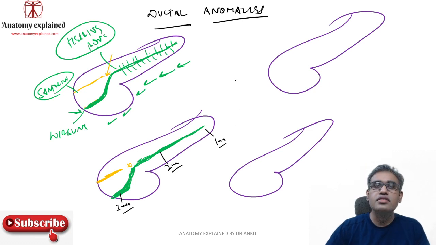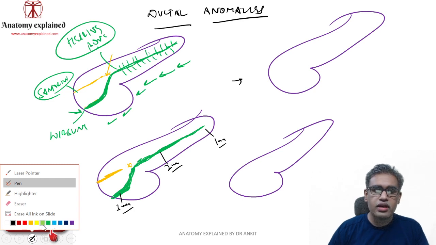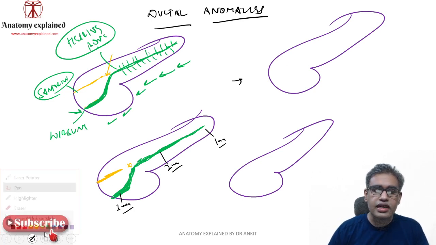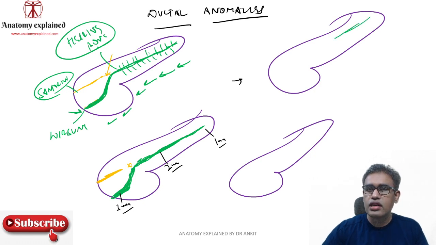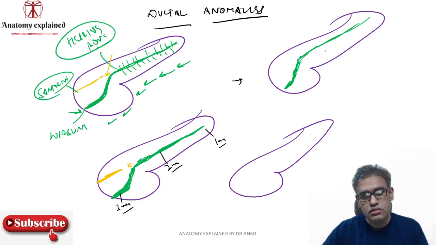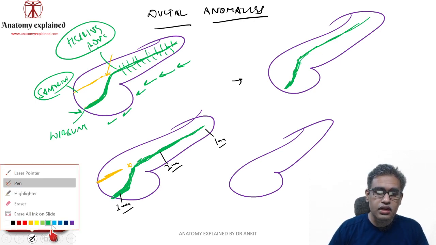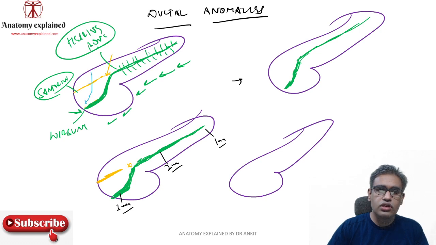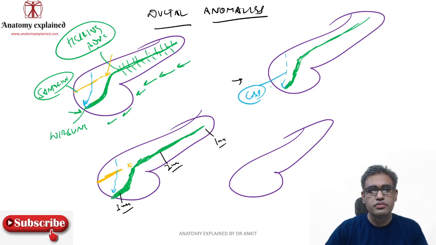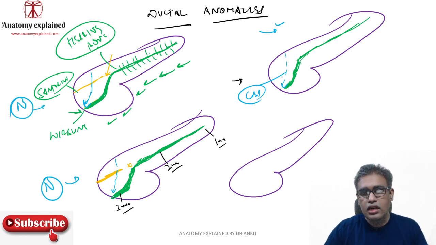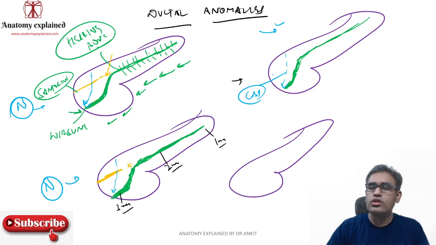Now here come a few anomalies. One anomaly could be when the Santorini is totally absent. So there is only one duct going on like this, the duct of Wirsung, and the Santorini is totally absent. That is an anomaly. Just remember that there was always the CBD going behind and opening along with this. The CBD comes from the liver and the extrahepatic biliary apparatus. So this is one anomaly. The previous two are normal variations, while one abnormal variation is when the Santorini is totally absent.